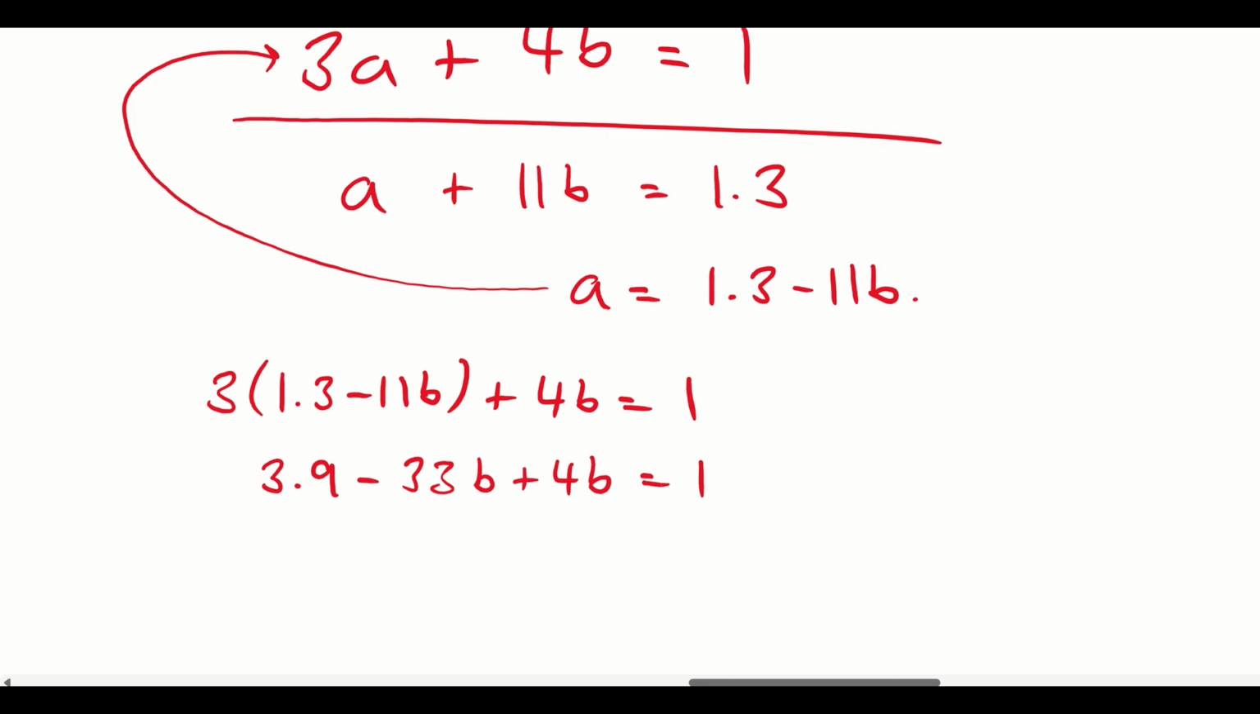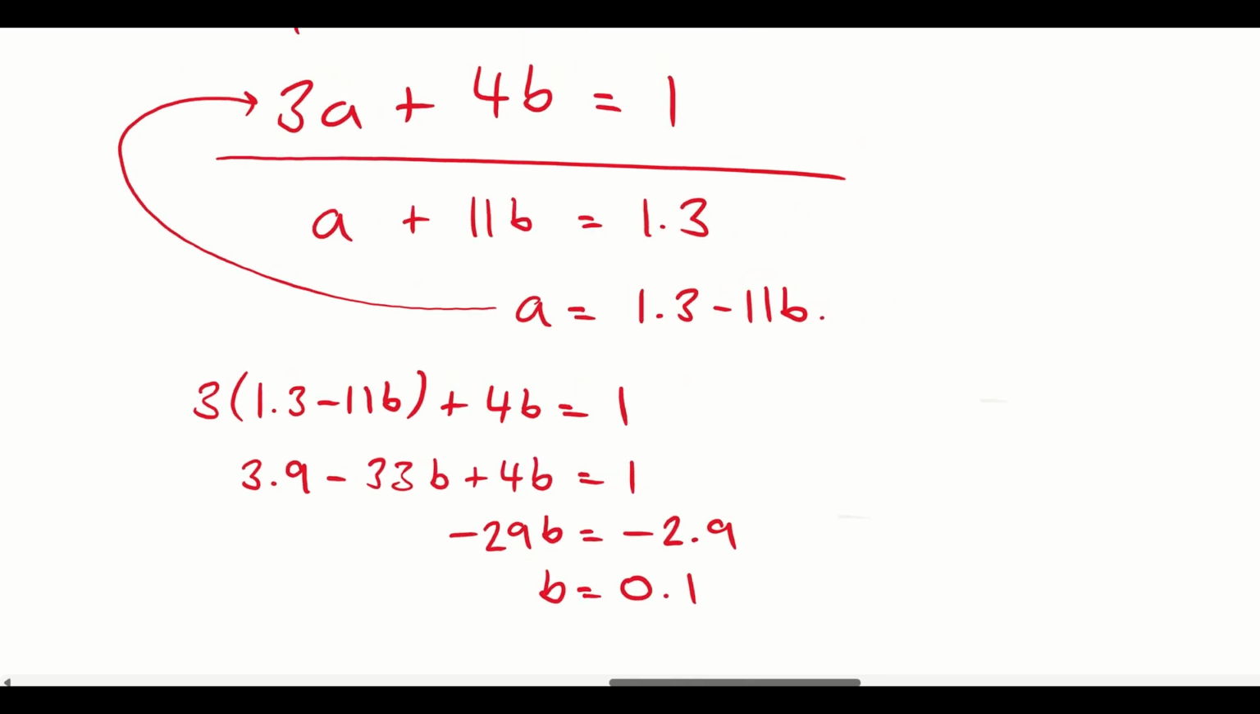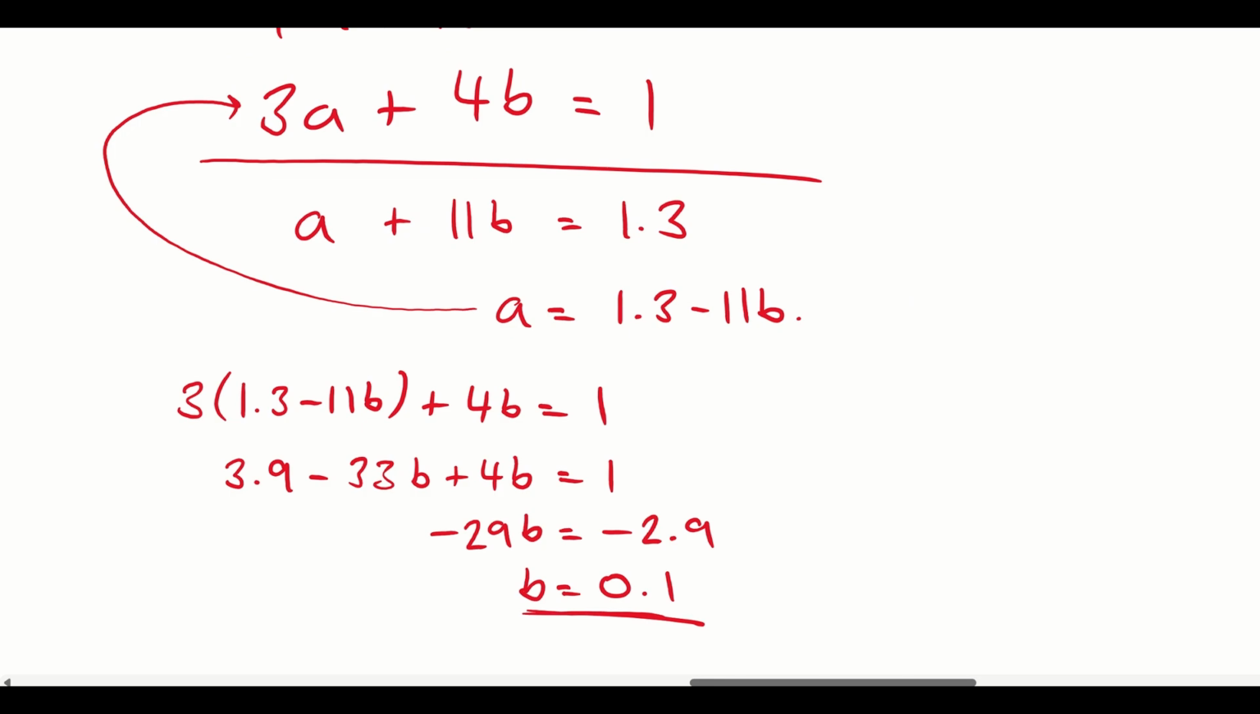So I end up with 3.9 minus 33B plus 4B is 1. So if I subtract 3.9 from both sides, I get negative 2.9 over here. Negative 33B plus 4B is just negative 29B. And so B here would just be 0.1. And so if B is 0.1, then I put that into this equation again, or I could even pop it into here, right? It doesn't really matter.